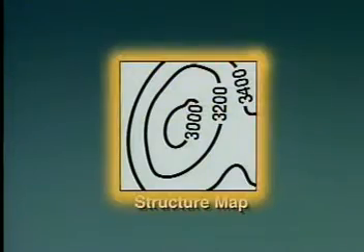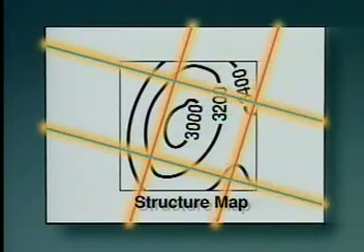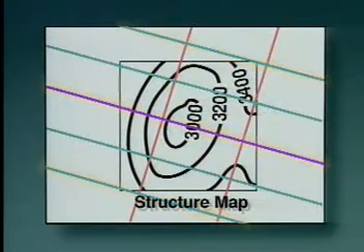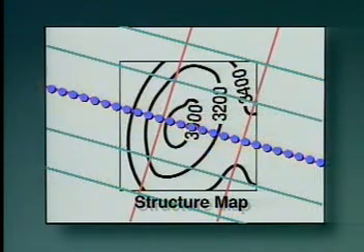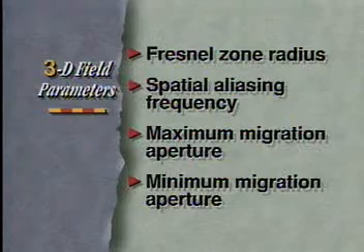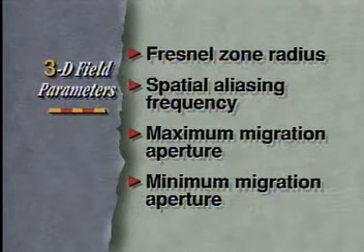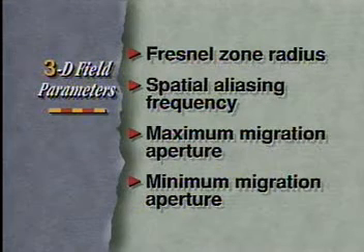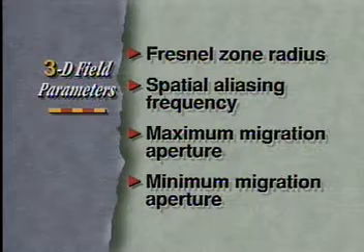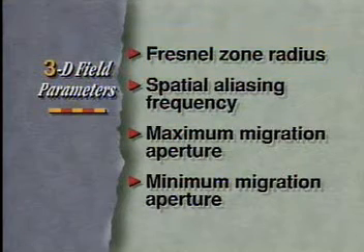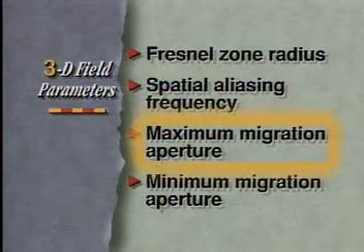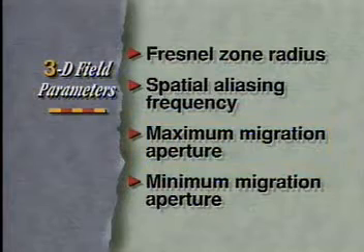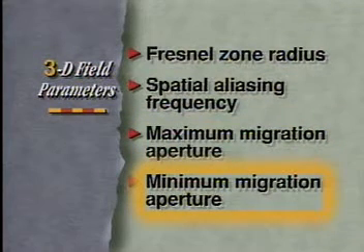So, for a particular prospect, how do we know ahead of time what the best parameters should be for the overall survey size, the line direction and line spacing, the CMP interval, and the group interval? We quantify what we already know about the geology, velocity, and structural dips in the area by determining the Fresnel zone radius, the spatial aliasing, the maximum migration aperture, and the minimum migration aperture.